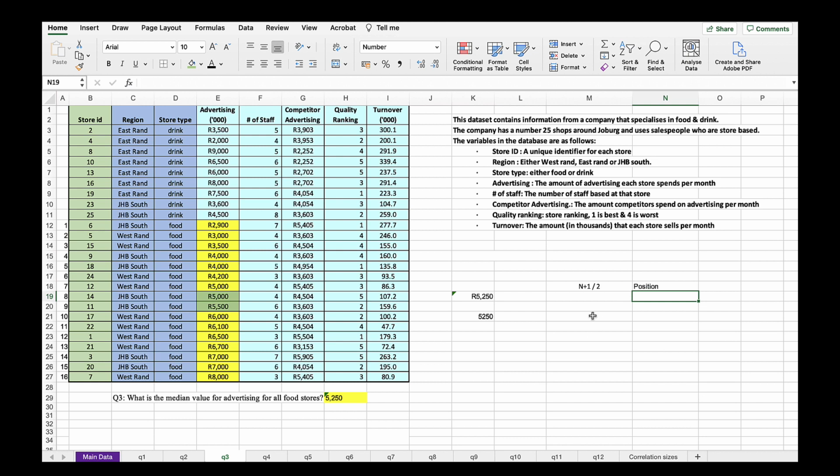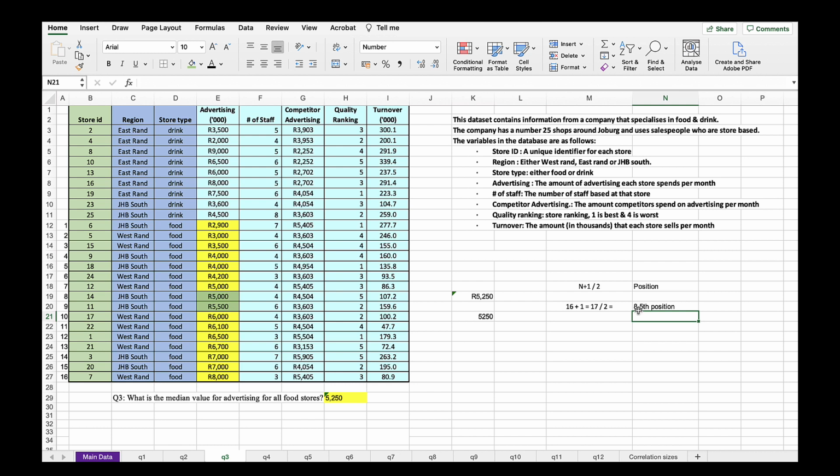What do I mean by the position? We have 16 data points. So if I take 16 plus 1, that equals 17. And I take that and I divide that whole thing by 2. So, okay, let's just do it like that, equals 17. And then I say 17 divided by 2, and that will give me an answer. And the answer will be 8.5. And this is the 8.5th position. So my answer is not 8.5, it's the 8.5th position.